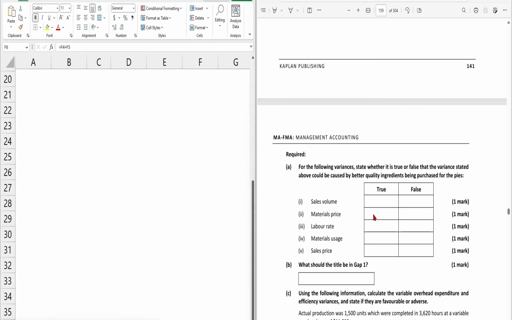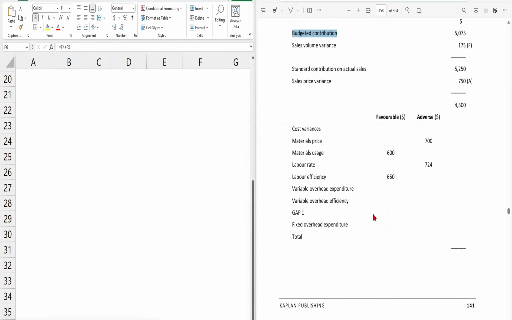Now the next one is your labor rate. So the labor rate variance depends on how much we pay labor per hour, not the ingredient. So this could not be the reason. So false.